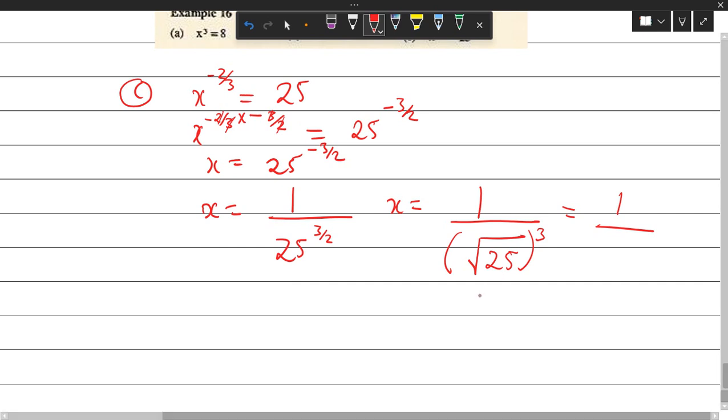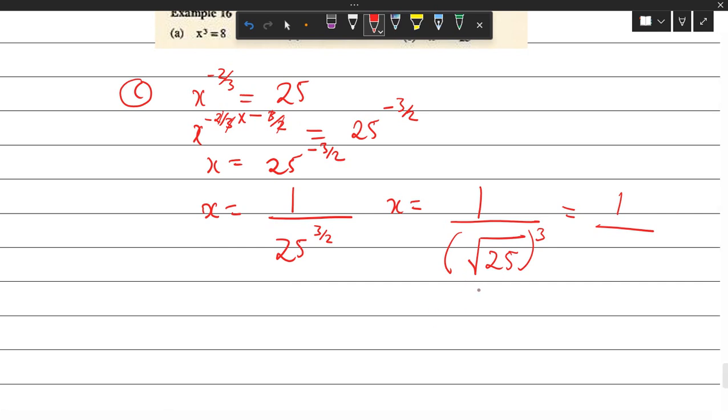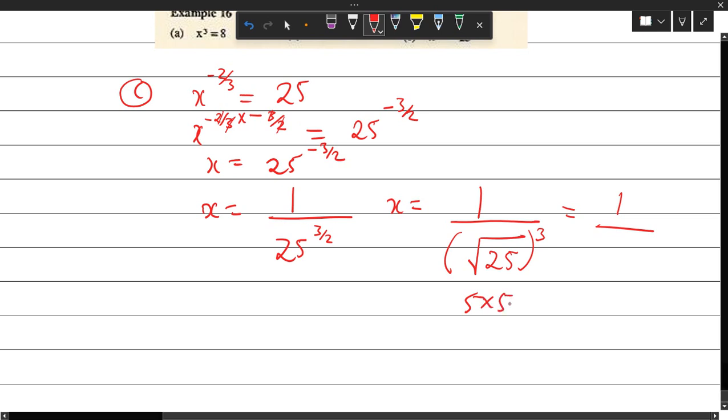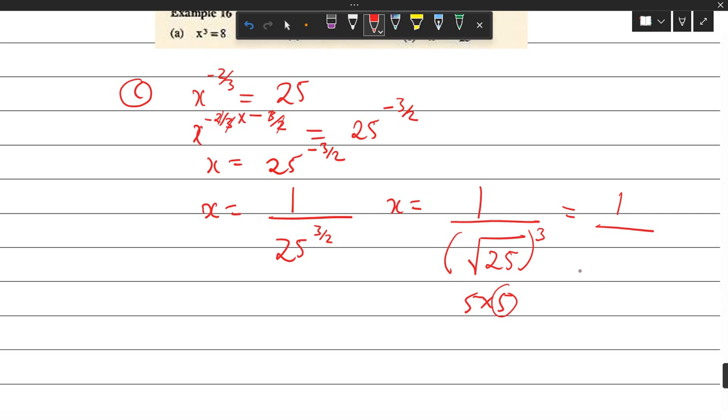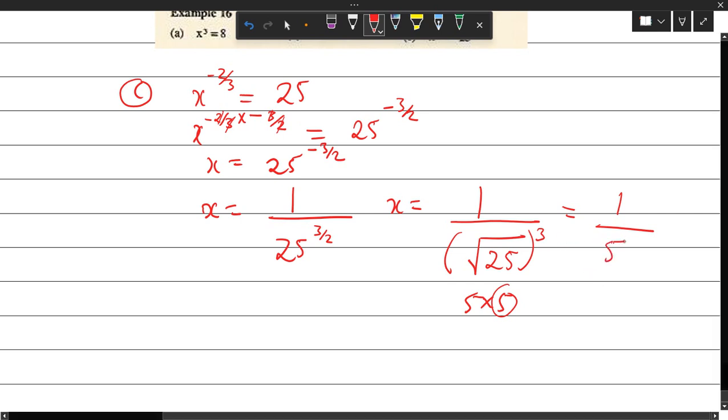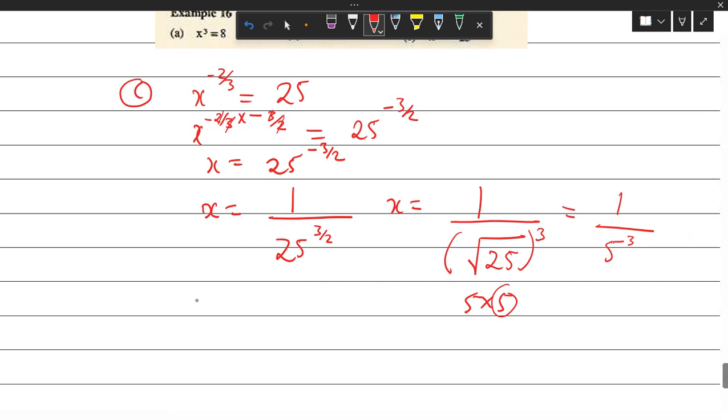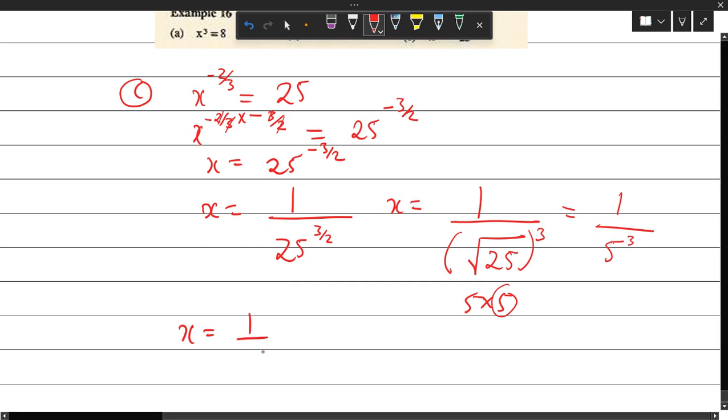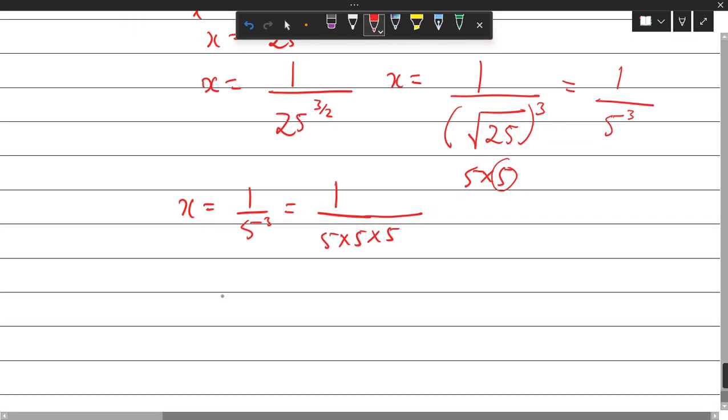Okay. Equals to 1 over. So what's the square root of 25? Two numbers we multiply together to give us 25. So if you say 5 multiplied by 5, it will give you 25. So meaning the square root of 25 is what? 5. So we'll say 5 to the power what? 3. So we'll continue. We'll say x is equals to 1 over 5 to the power 3. So 5 to the power 3 is 5 by 5 by 5. Okay, so x is equals to 1 over, so what's 5 by 5 by 5? So it will be 125. So this is your answer.